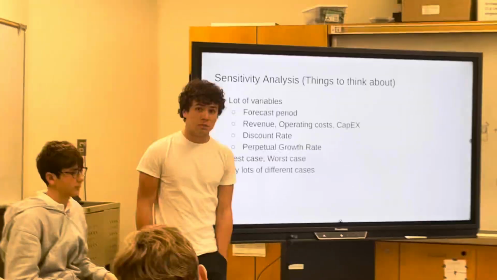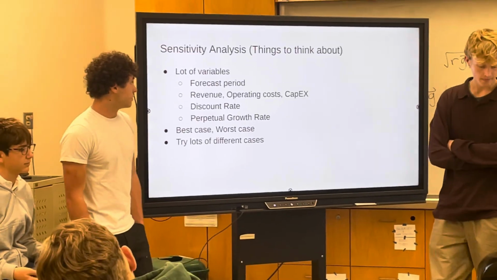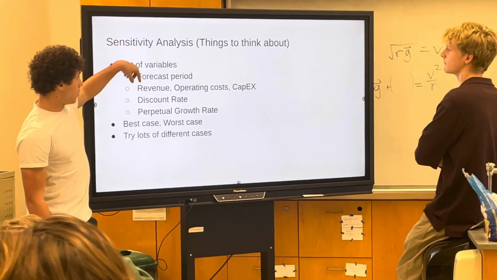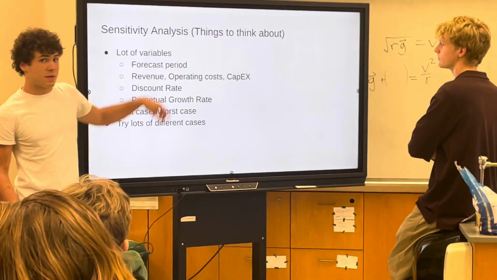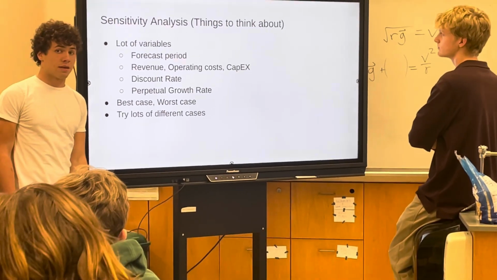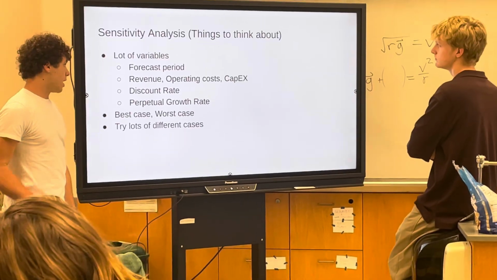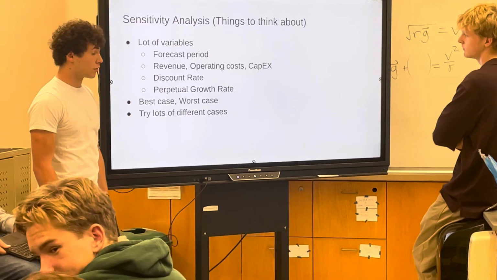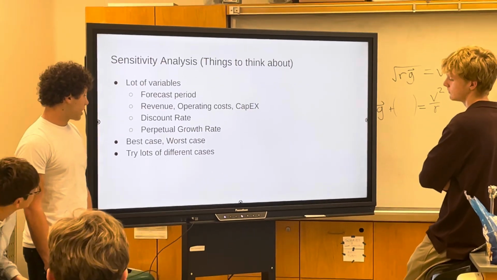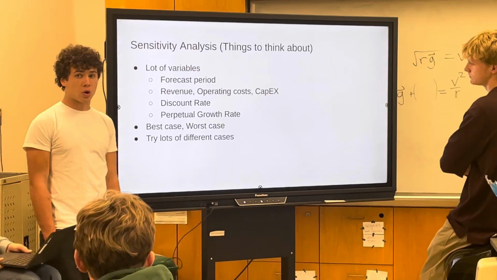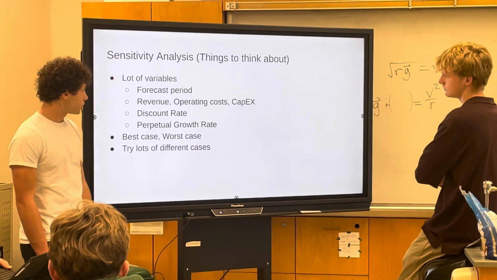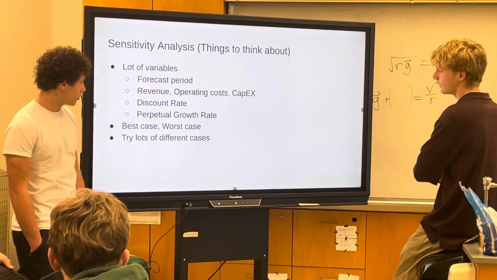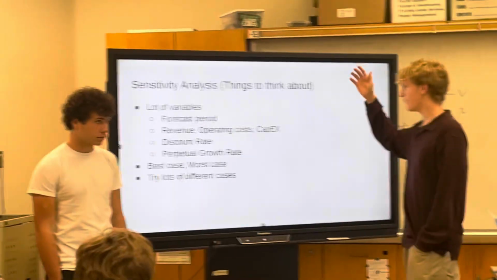So again, this isn't a perfect model. There are lots of variables to think about: the forecast period, when we decide to look at the terminal value, revenue, operating costs, capital expenditure, giving percentages for your future forecast. Discount rate is another thing you can calculate, and it still requires variables, same with the growth rate G. Look at best case, worst case, and in general try a lot of different cases to really get a good understanding.